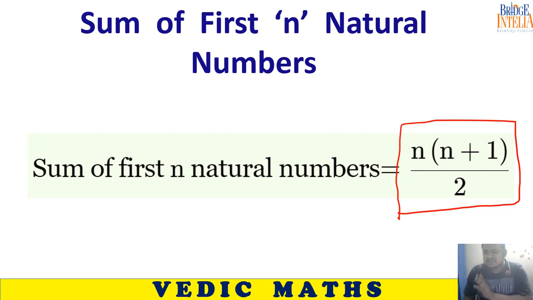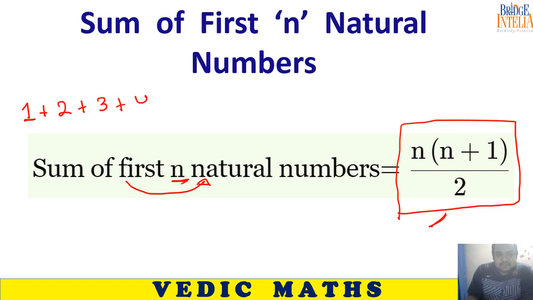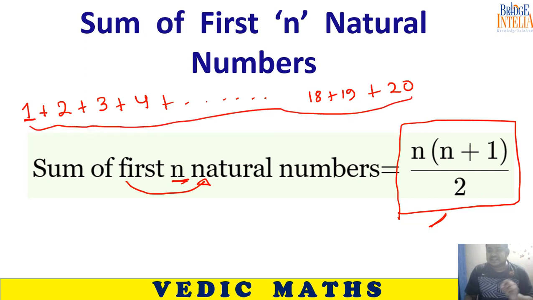So what is the real meaning of this formula? Suppose you start counting from 1. This formula will work only if you have started counting from 1, because 1 is the smallest natural number, or you can say 1 is the first natural number. So if you are counting the first n natural numbers, the counting must begin from 1. Only then this formula will work. Suppose you have to find the sum of 1 plus 2 plus 3 plus 4 up till 20. So 18 is there, 19 is there, and then counting stops at 20. So basically you are counting the first 20 natural numbers.